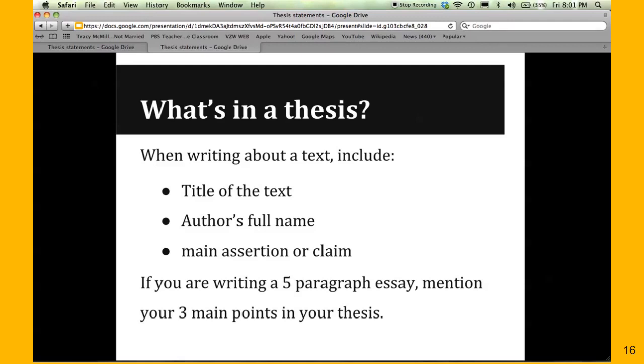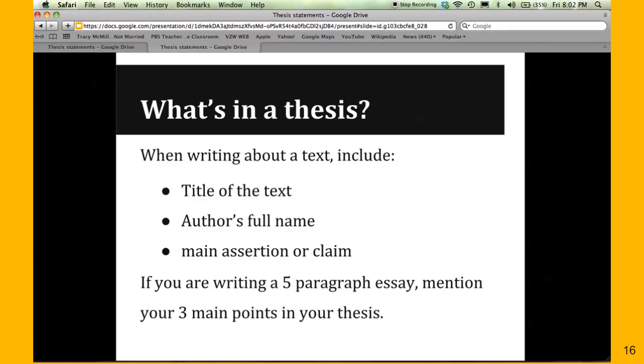And so in most 5-paragraph essays, you want to be able to give the reader a sense of what those 3 body paragraphs are going to be about. Because you have your introduction, 3 body paragraphs, and a conclusion. And each of those 3 body paragraphs is going to develop a separate point in relation to your thesis. And so some teachers call this the essay map. You include it in your thesis to give the reader kind of a map to let them know what the parts of your essay are going to be about.